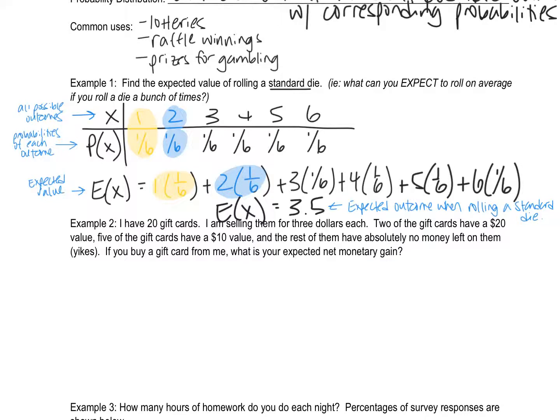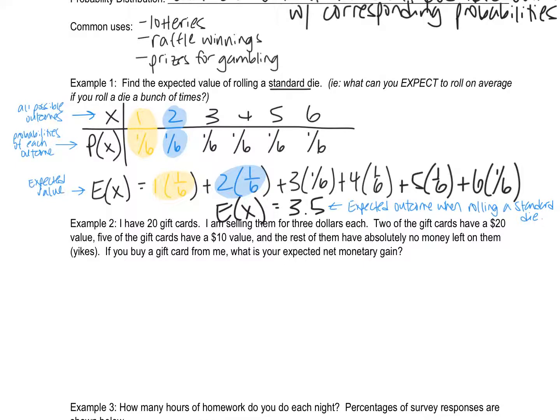I also kind of filled out some of the vocabulary here. All the possible outcomes are listed here in my X column. All those probabilities of each outcome are listed here. And then remember, this is the notation for expected value. So rolling a dice is kind of a standard one, but how about example 2?